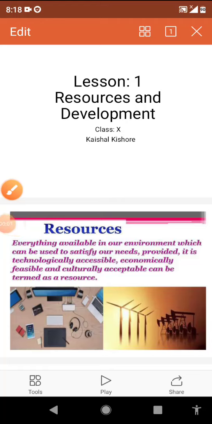Today we will discuss the first chapter of geography. The name of the chapter is Resource and Development. This is the first chapter of geography in class 10th.